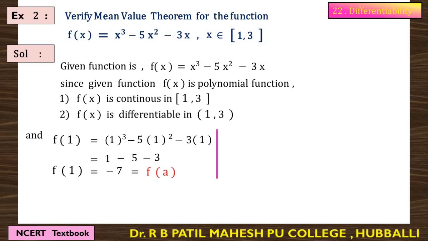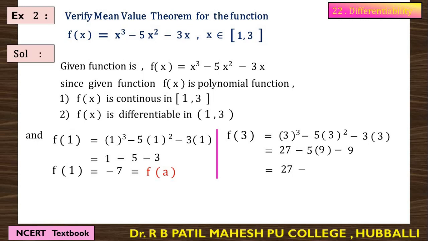In the same way, f of 3 is equal to 3 cube minus 5 into 3 square minus 3 into 3. So this becomes 27 minus 5 into 9, minus 3 into 3 is 9. In the next step, 27 minus 45, minus 9, and you will get f of 3 equal to minus 27. Denote this as f of b.